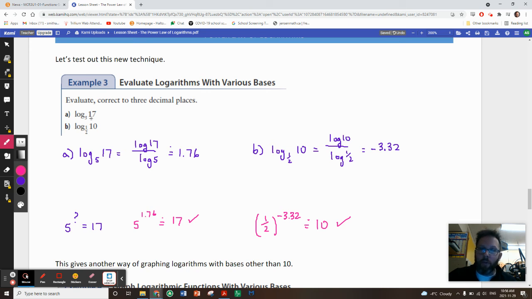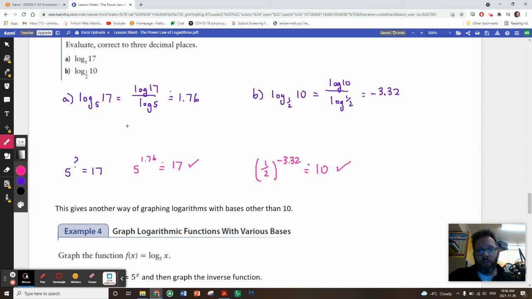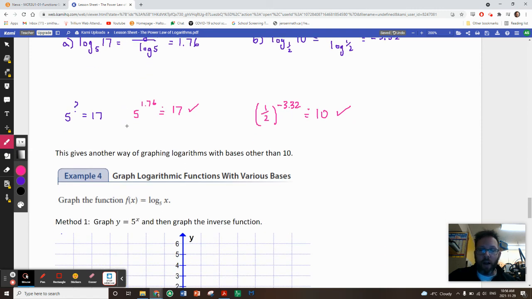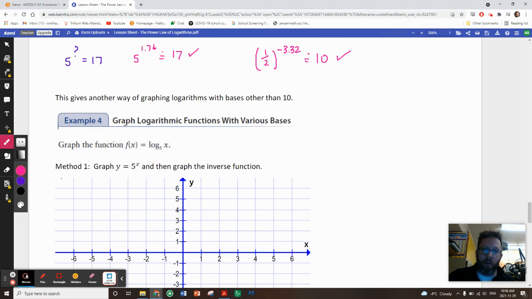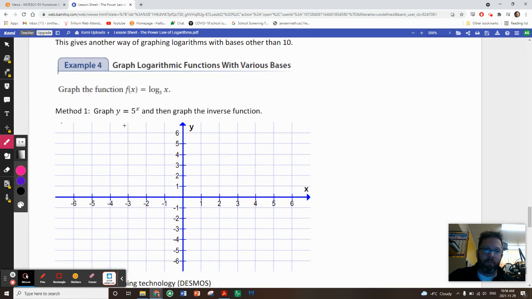So now again, guys, remember, we don't have to use trial and error anymore for these logs with different bases where the answer is not obvious. We can now do logs with any base on our calculators. And to finish things off, this just gives another way to graph logarithmic functions with different bases.